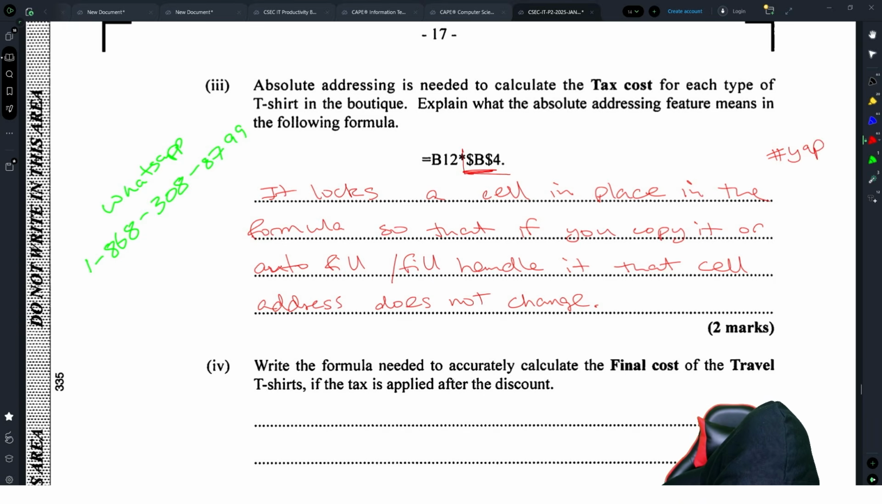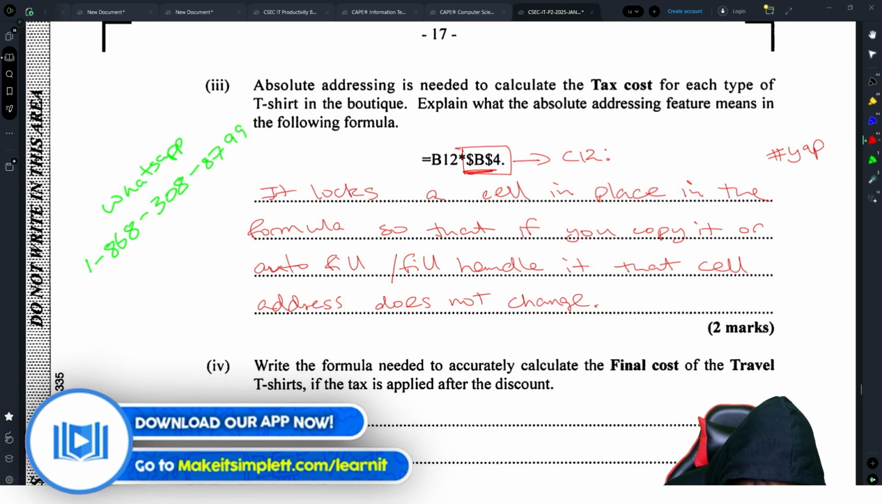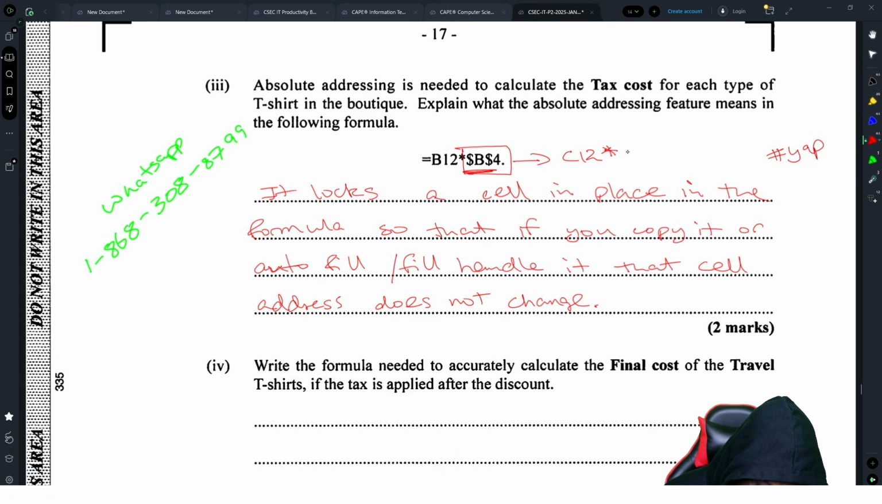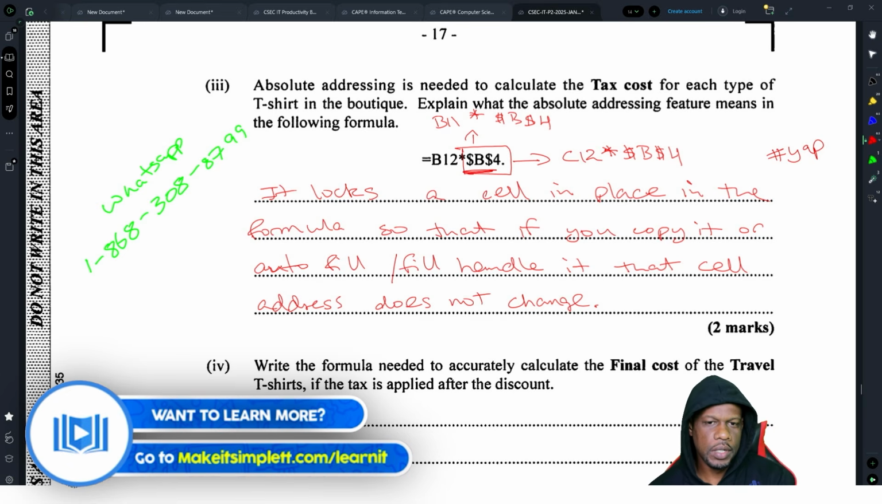That means this part here won't change if you autofill it. So if you autofill, this will then be C12 multiplied by $B$4. It won't change if we go to the right, or if we go up, it will change from B12. If we go upwards, it will be B11, but the $B and $4 won't change no matter what happens. That's the point of absolute cell addressing. But you'll only know that if you learn it.